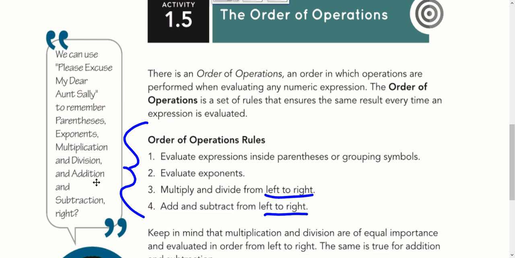Sometimes we say, please excuse my dear Aunt Sally. All right, sometimes I've heard it said, go excuse my dear Aunt Sally, because it's not just parentheses, it's any grouping symbols. All right, that's the first step. And then evaluate exponents. And then 3, multiply and divide from left to right, all right? So make sure you don't always multiply before you divide. If dividing is happening on the left side, we want to do that first. And then finally 4 is add and subtract from left to right.